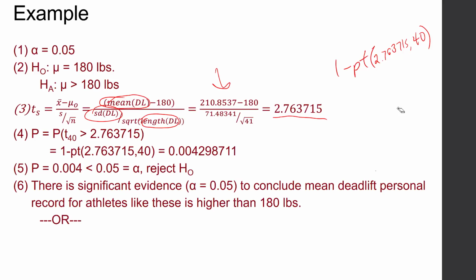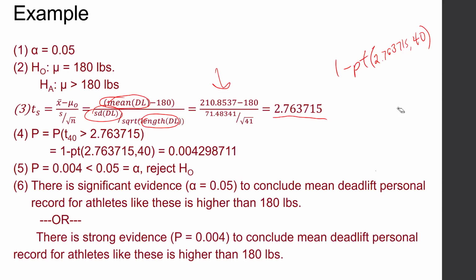Or I can do it on the sliding scale kind of method, which is becoming very popular and in vogue these days. So here, I'll say there is strong evidence, p equals 0.004, to conclude mean deadlift personal record for athletes like these is higher than 180 pounds.